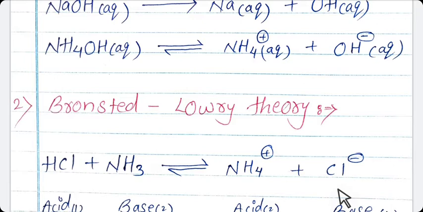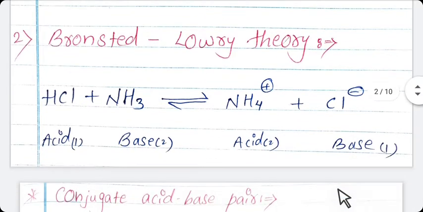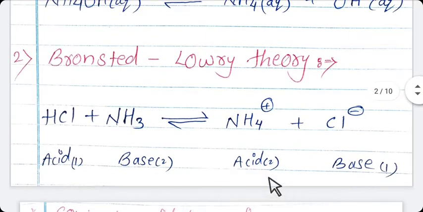We can understand this concept by using this reaction. See, HCl is an acid, it contains H plus, and HCl donates its H plus to NH3. So NH3 is the base because it accepts the proton. HCl donates a proton, NH3 accepts a proton. So HCl is the acid and NH3 is the base.